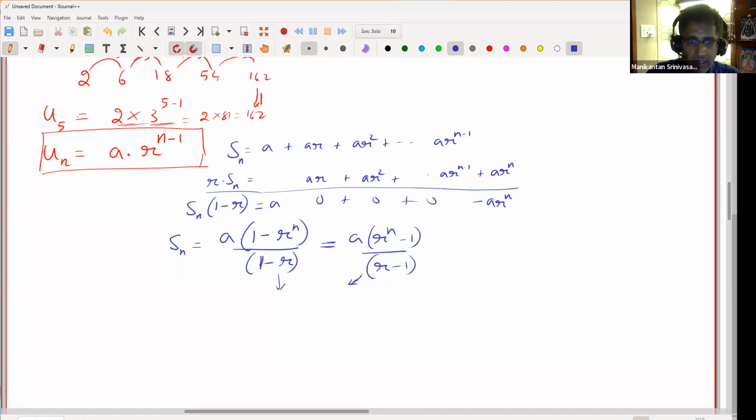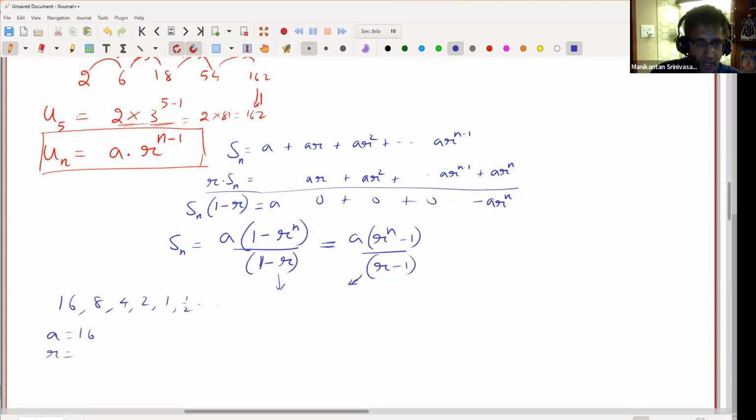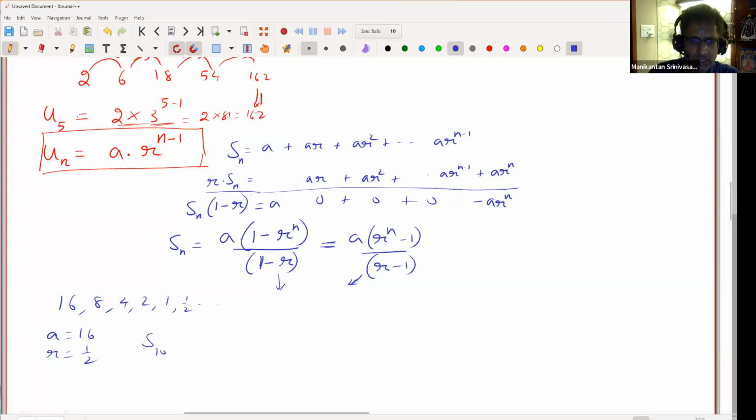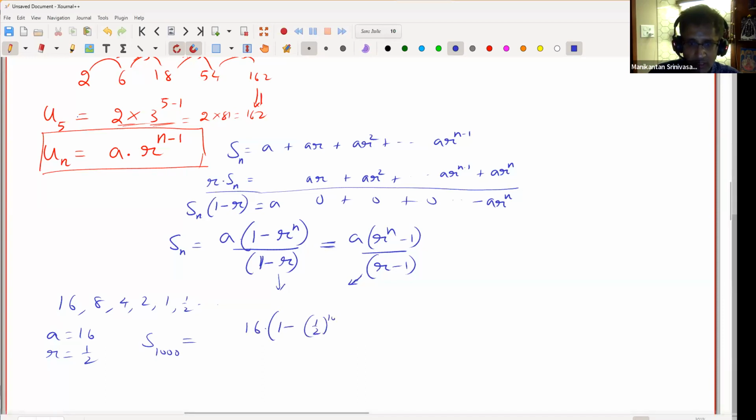Okay. Now, in geometric progression, one extra nice feature. So for example, if I'm looking at a geometric progression like 16, 8, 4, 2, 1, half, and so on, I can see the starting term is 16 and the common ratio is half. It's always the second by the first, third by the second, and so on, latter by the former. The common ratio is half, not 2, in this case. Now, suppose I want to find the sum till the 1000th term. So what will this formula give me? It will give me 16 times 1 minus half power 1000 upon 1 minus half.